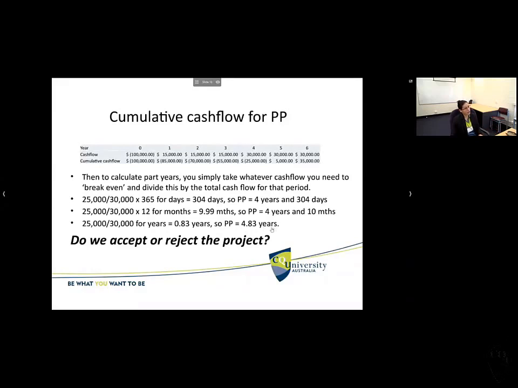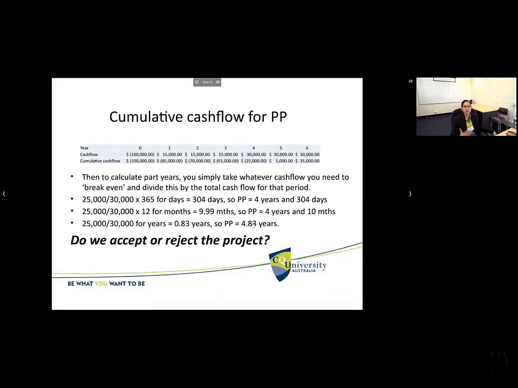Okay. Now, do we accept or reject the project? Well, this depends as well. You're going to have to set your own acceptable limit in the scenario that you create for your assignment. Whether you accept or reject depends on your company's determined acceptable level for payback period. So if your company said our acceptable payback period for investment projects is 5 years, then in this case, because you get paid back within 5 years, you would accept the project. If your company said our acceptable payback period is 3 years, then you wouldn't accept this project because it takes longer than 3 years to be paid back.